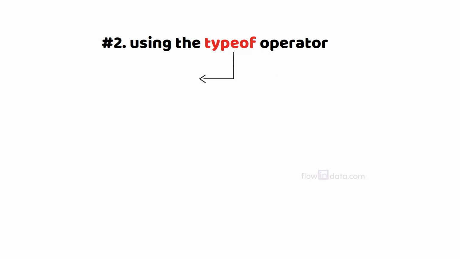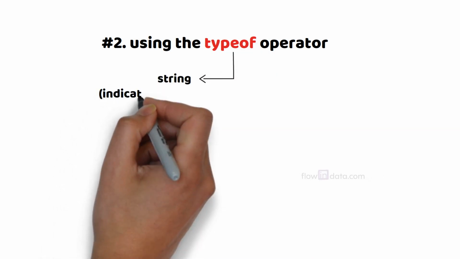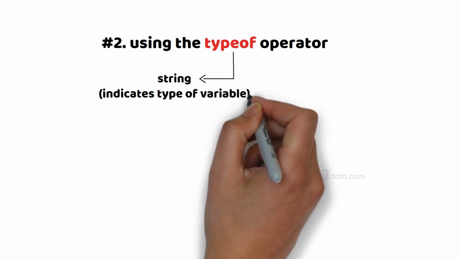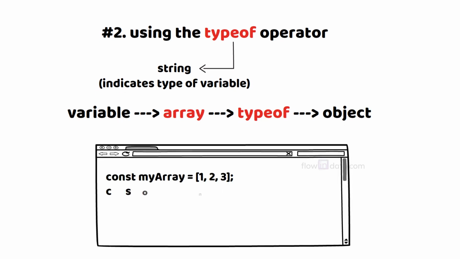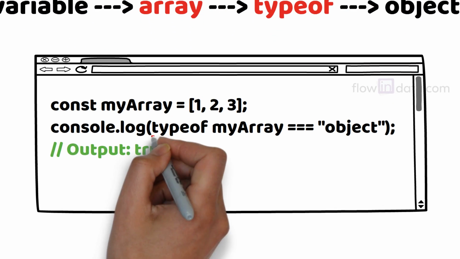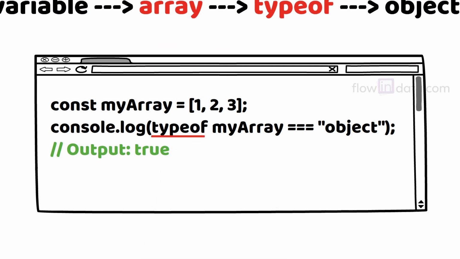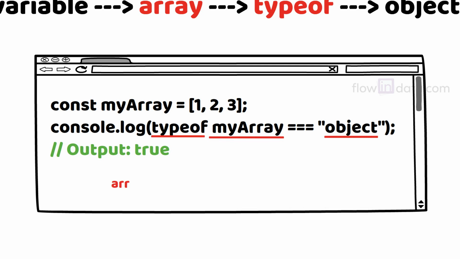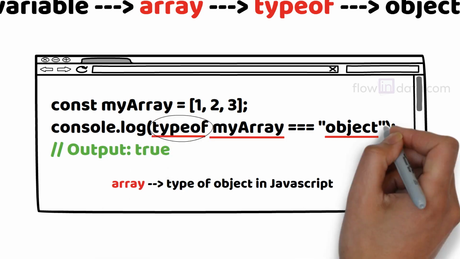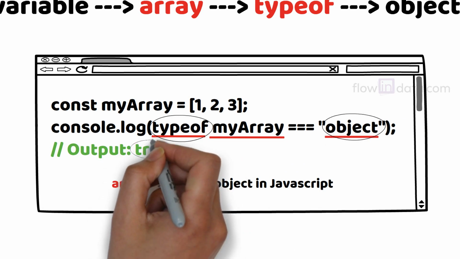Now the second method involves using the typeof operator. This operator returns a string that indicates the type of variable. If the variable is an array, the typeof operator will return object. So here is an example. In this example, we have used the typeof operator to check if myArray is an object. Since arrays are a type of object in JavaScript, typeof returns object and the statement evaluates to true.